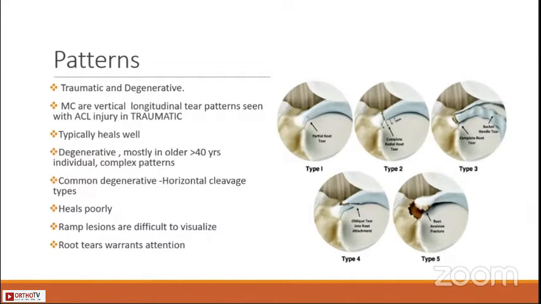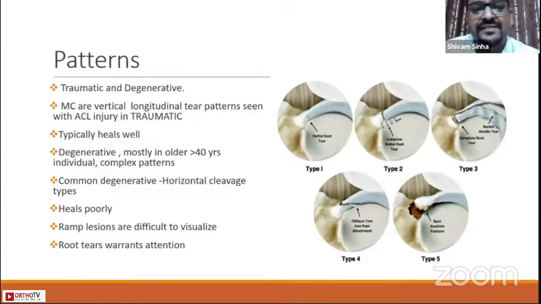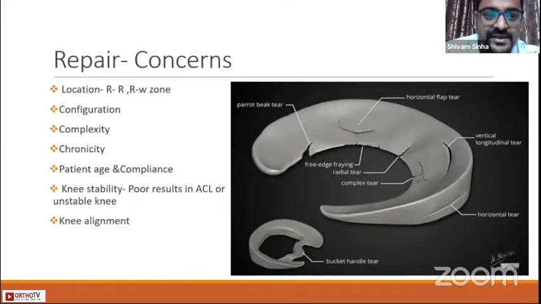The most common in traumatic is ACL injury with vertical longitudinal tear patterns, which usually heals well. And degenerative, mostly in older people, are common horizontal cleavage types, which may heal poorly. Ramp lesions are new entities being discovered, and they are difficult to visualize, and root tears are something which warrants attention. The figure shows the classification of the root tears, which will be talked about later.